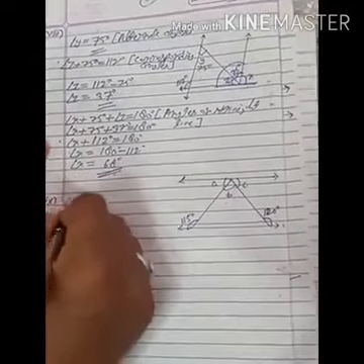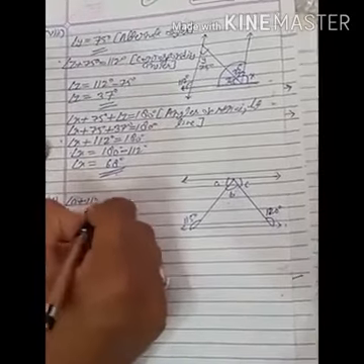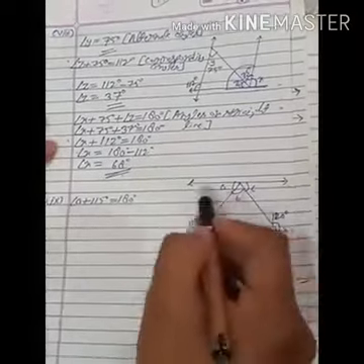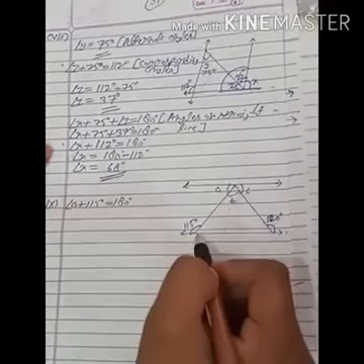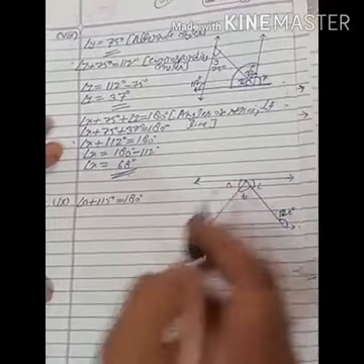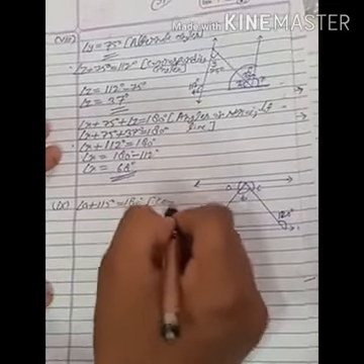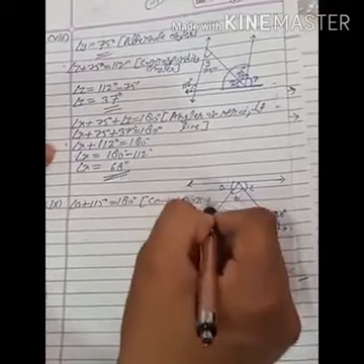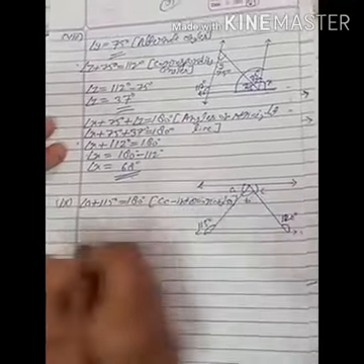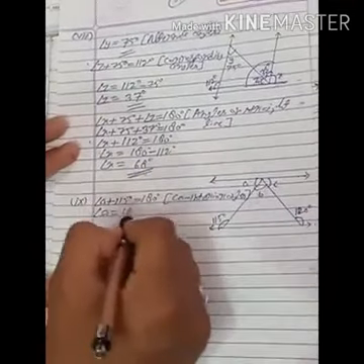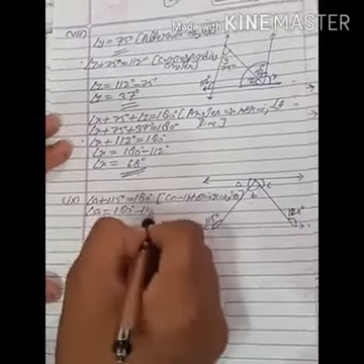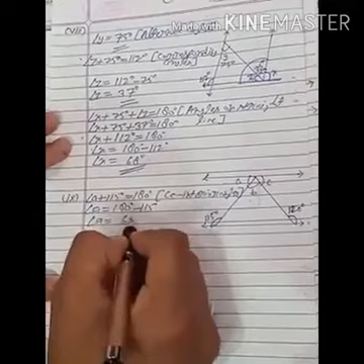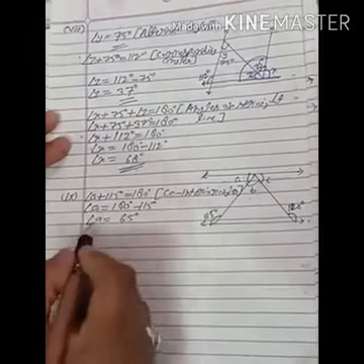So see, angle A plus 115 degrees is equal to 180 degrees. Parallel lines, then this line is a transversal line. So this angle plus this angle is equal to 180 degrees. Reason: co-interior angles. So angle A is equal to 180 degrees minus 115 degrees. So angle A is equal to 65 degrees. This is the value of angle A.